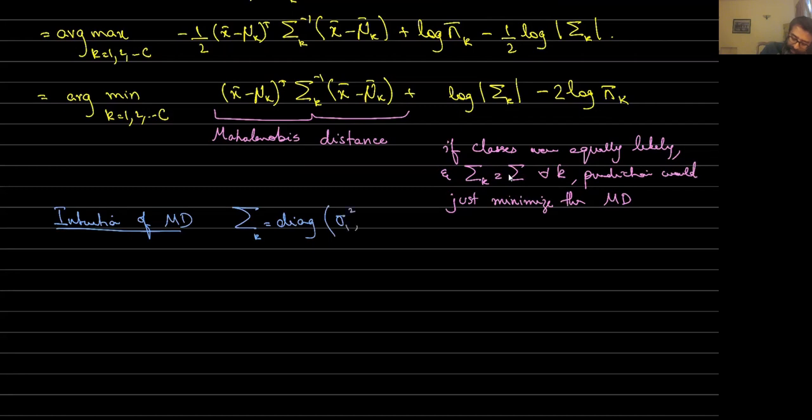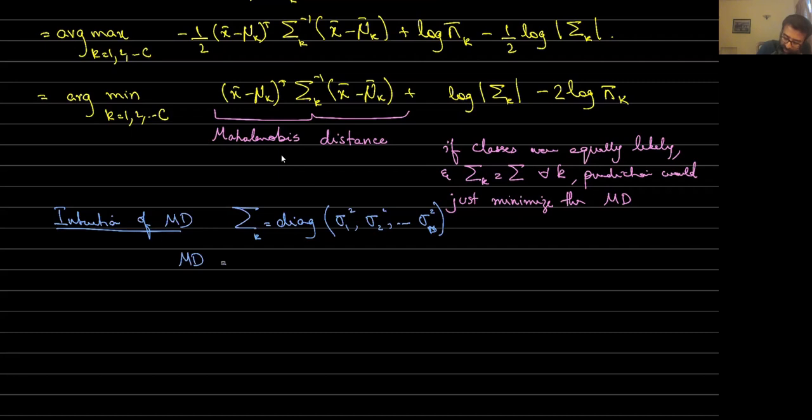Sigma 1 squared, sigma 2 squared, and sigma d squared, if it is just a diagonal matrix. What this would have meant is that there are some features that are going to be weighted more when computing distance, and some features that are going to be weighted less when you're computing this distance. So your distance system becomes what?